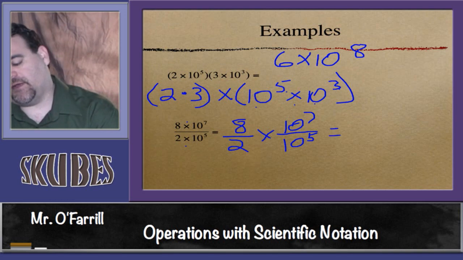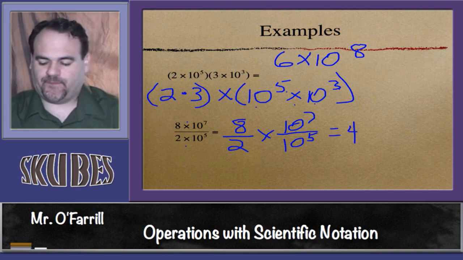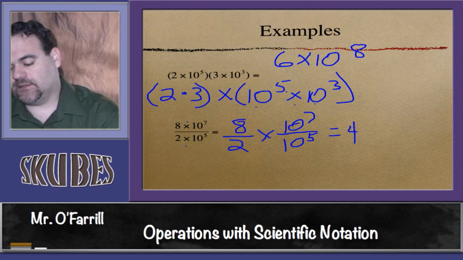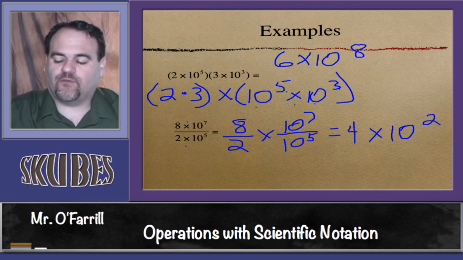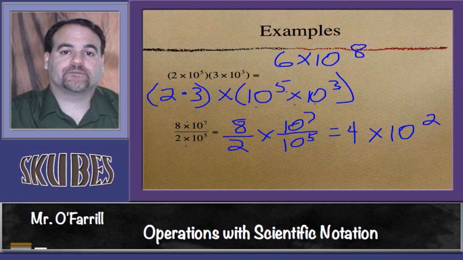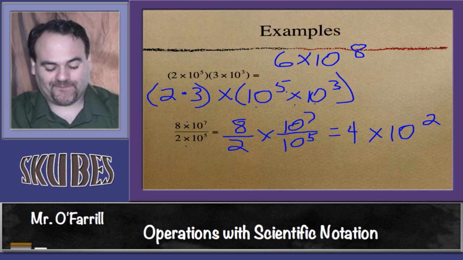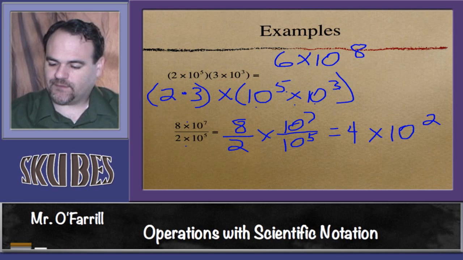Well, 8 divided by 2 is 4. And 10 to the 7th divided by 10 to the 5th, 7 minus 5 is 2. 4 times 10 squared. Pretty simple, isn't it? I thought so.